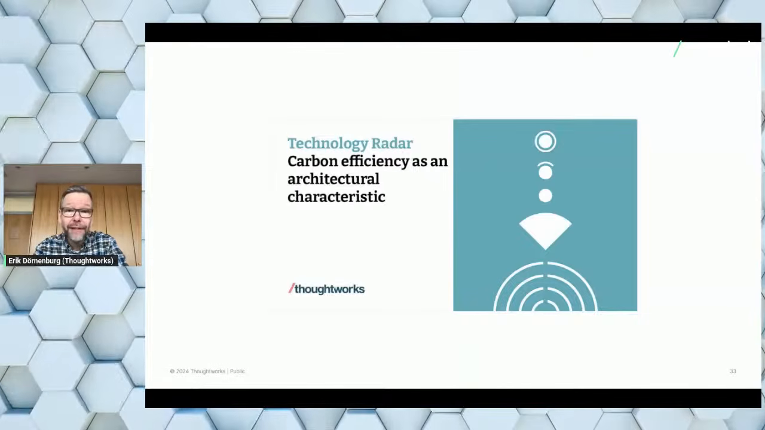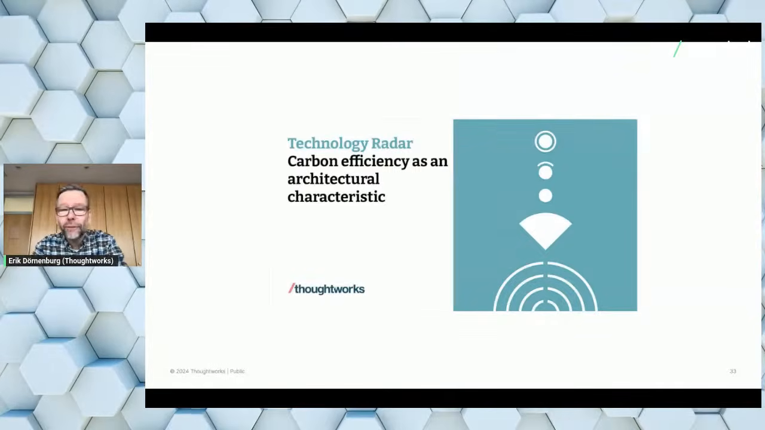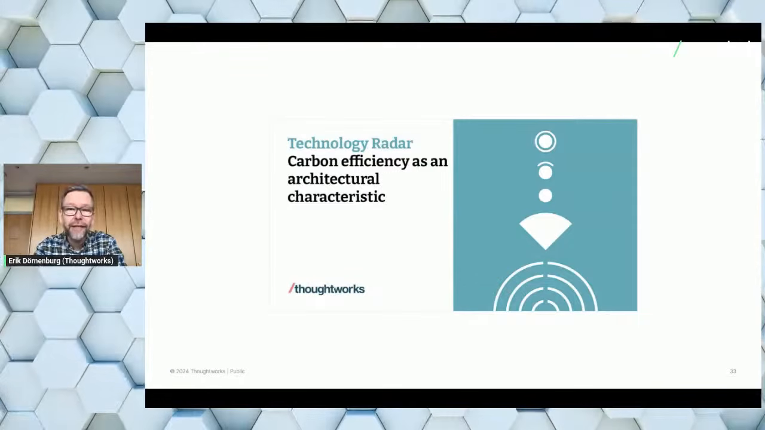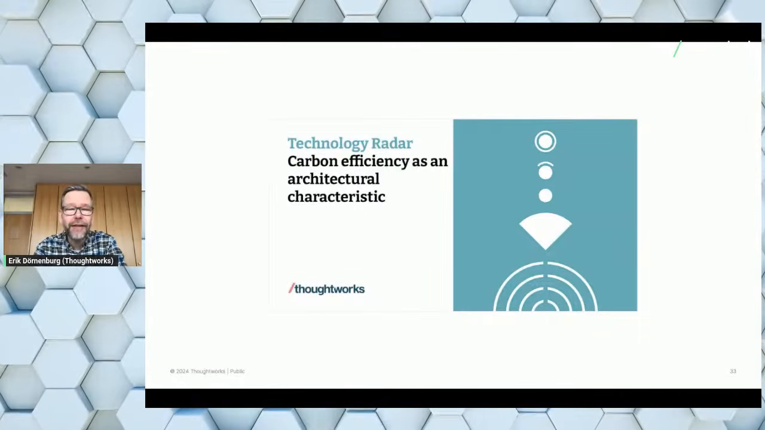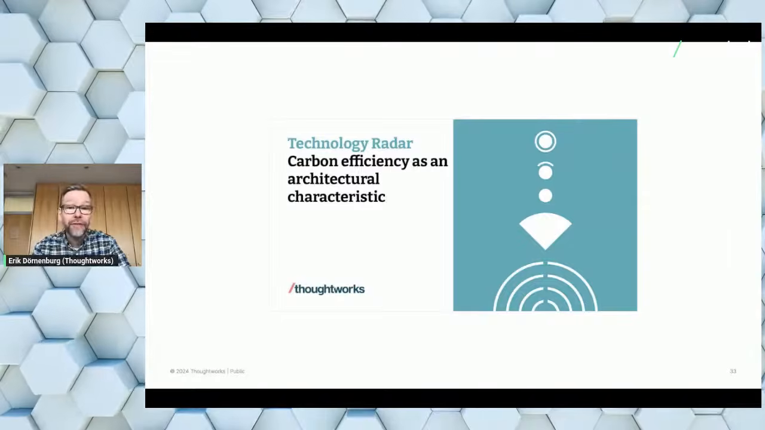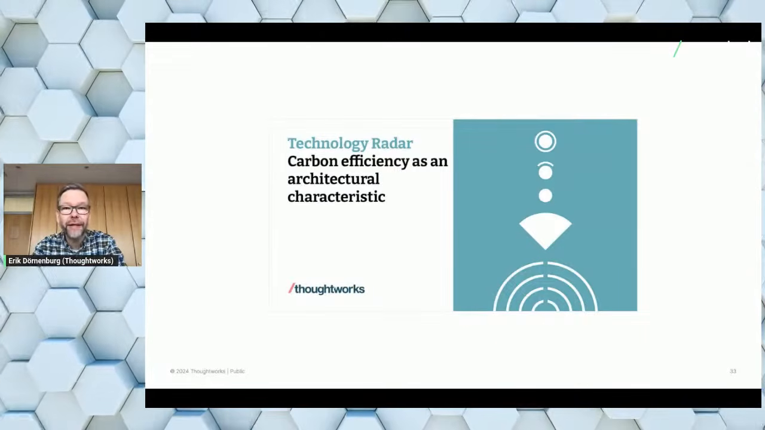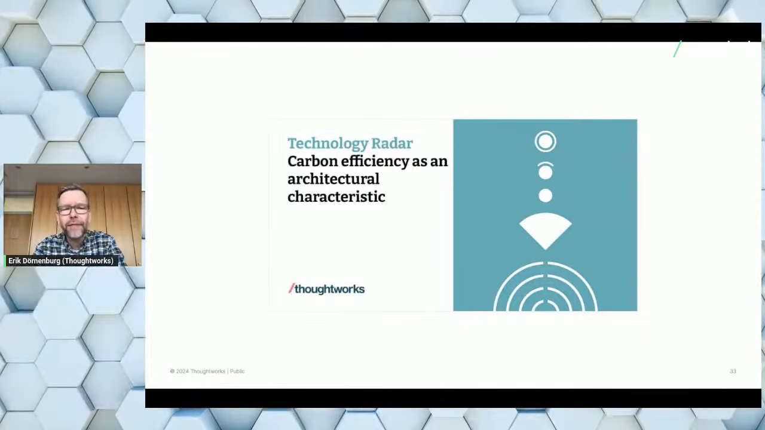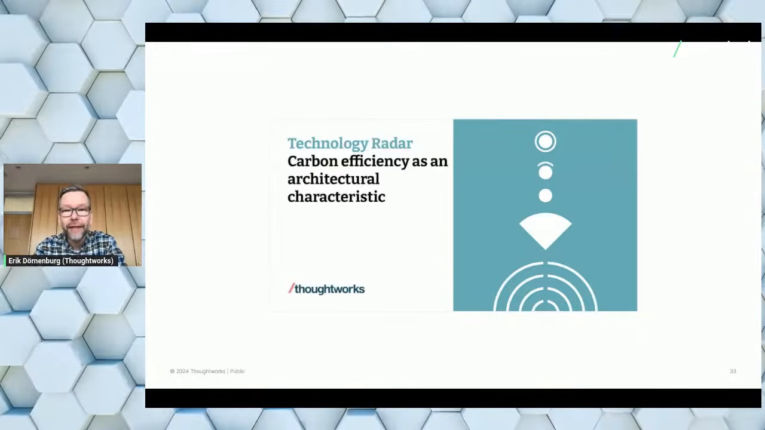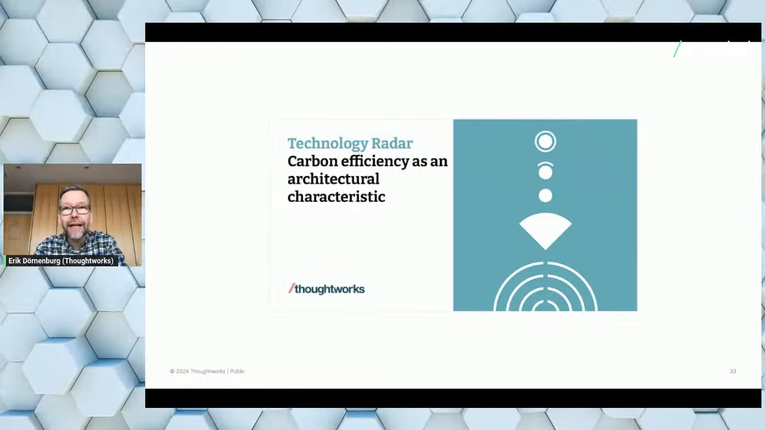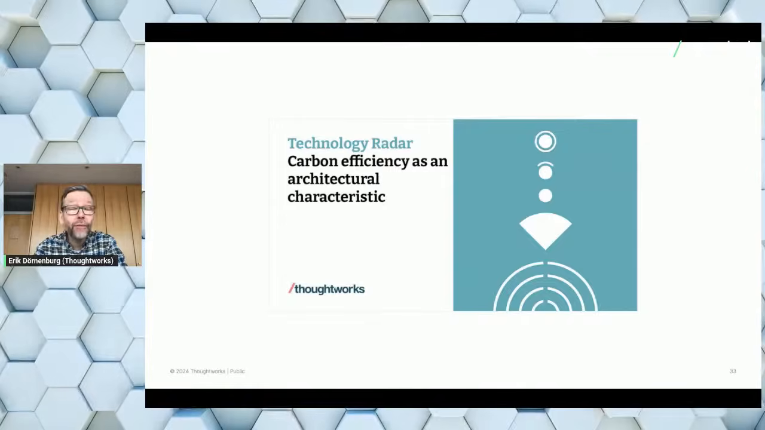To that extent, I'm not sure whether you know this, Thoughtworks publishes a technology radar twice a year. We put 100 entries on there that we discovered or have something new to say about from the previous 6 months. And from one of the recent reports, we added this item here: carbon efficiency as an architectural characteristic. That's a good way to start.